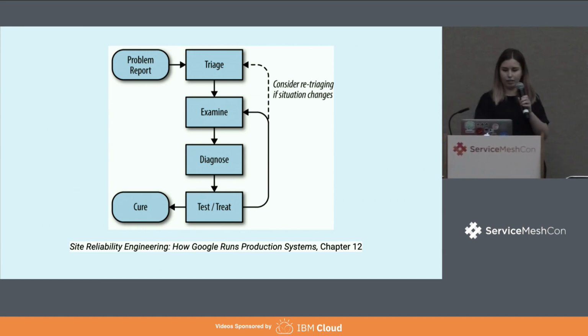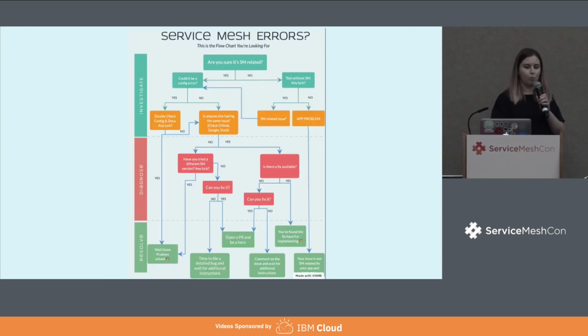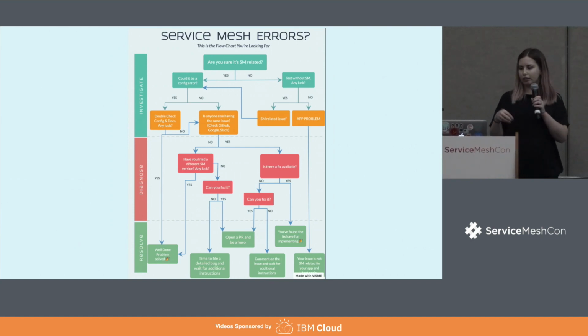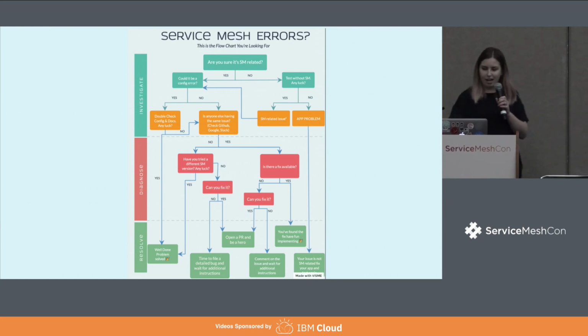So I've created a decision tree of what to do when you get an error in your service mesh. So there's a lot of questions that you would ask yourself and a lot of things that you need to try.